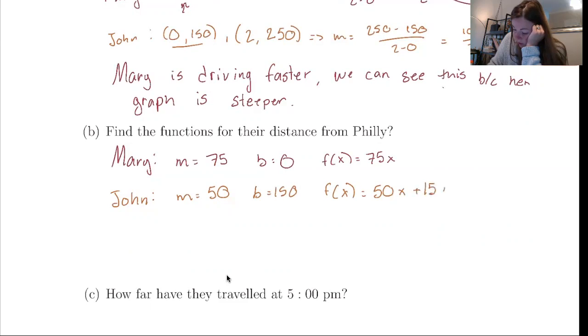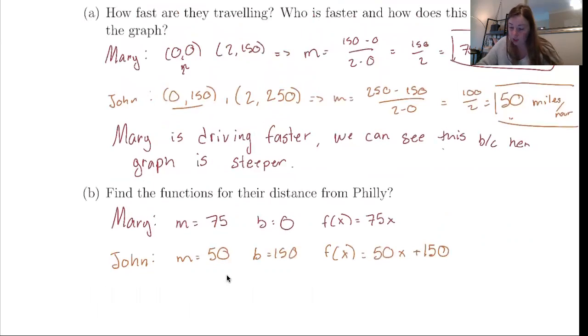And if you wanted to check to make sure these are right, check and see if you get these 2 points when you plug them in. Okay? So if I plug in 2 into this one, I'm going to get 150 out. Perfect. If I plug in 2 into here, I'll get 250, and that's what I want.